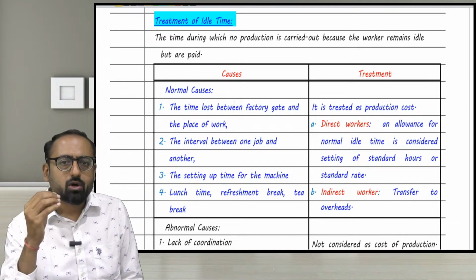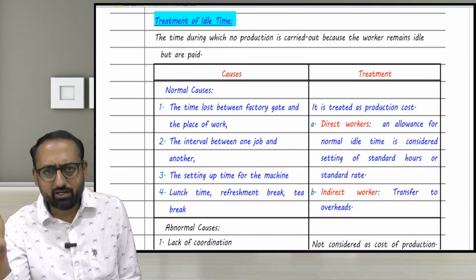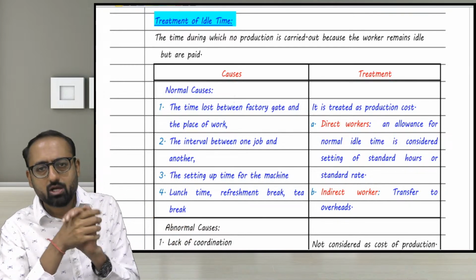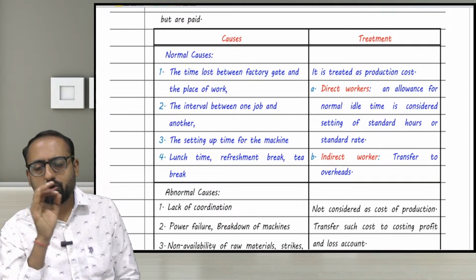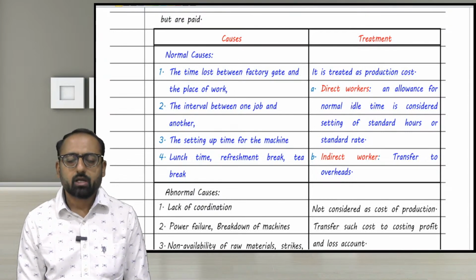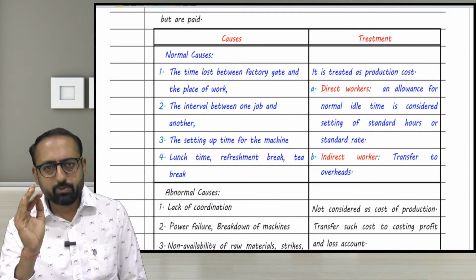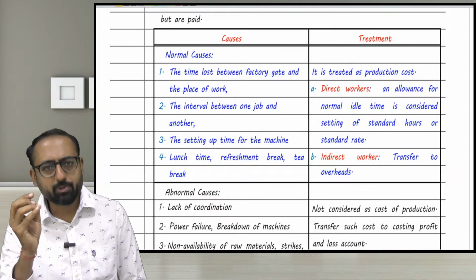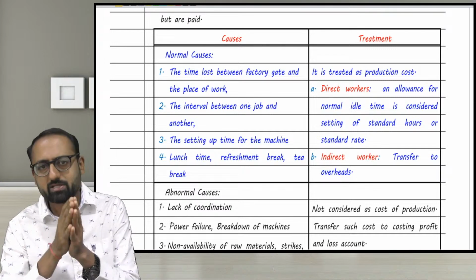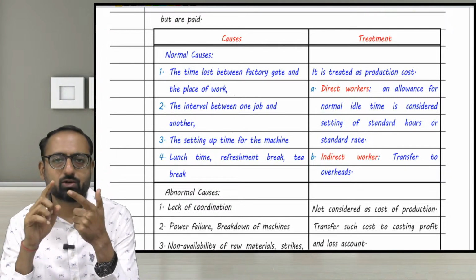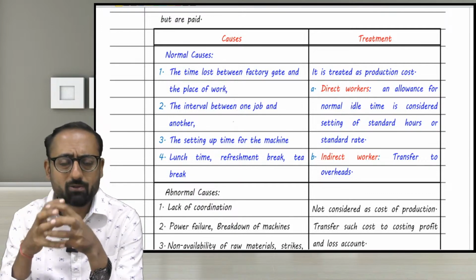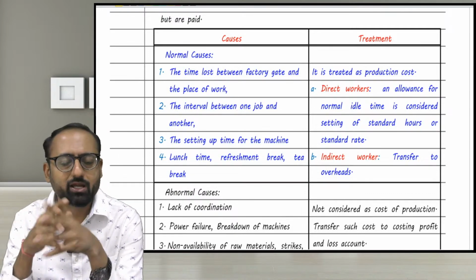Now there are two reasons for idle time. The first reason will be normal, and the other will be abnormal. Now let's see the examples of normal idle time. Normal idle time examples are very simple: tea break, lunch break, coffee break, refreshment break, fatigue break, etc. These are situations where compulsorily you have to give a break. These are all normal circumstances you must give every day to the worker.